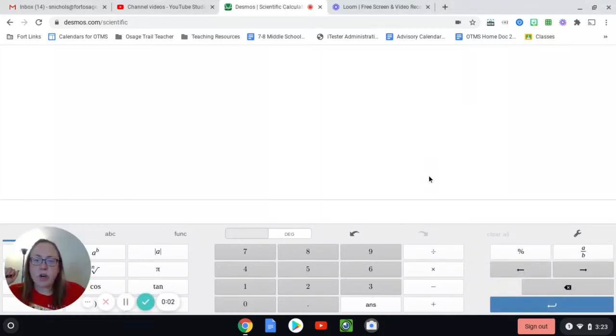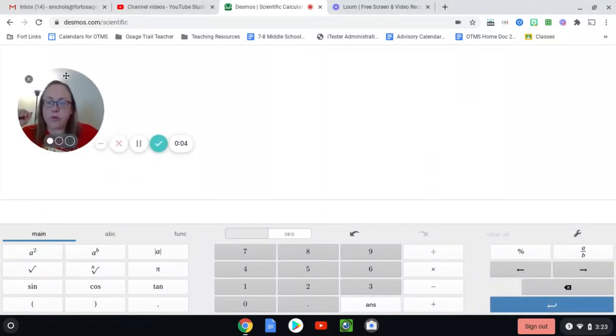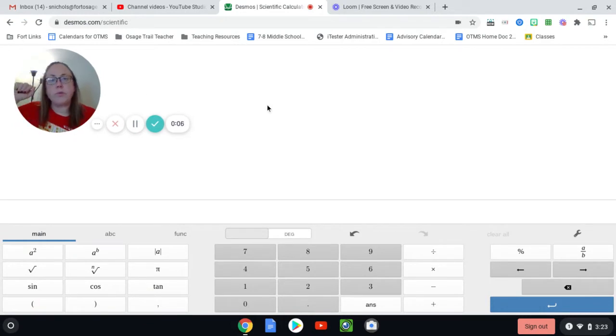Okay, so I want to show you how to use the Desmos, the online calculator, to do square root. I talked about our scientific calculator in the videos, but if you are using this calculator, I want to show you how to do that. So the square root, if you look in the bottom left, there is that square root symbol.